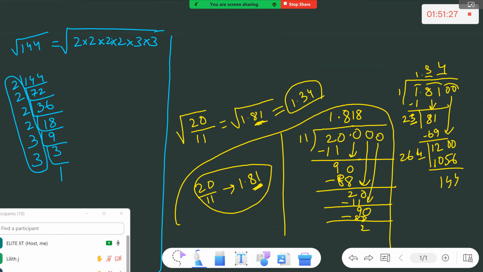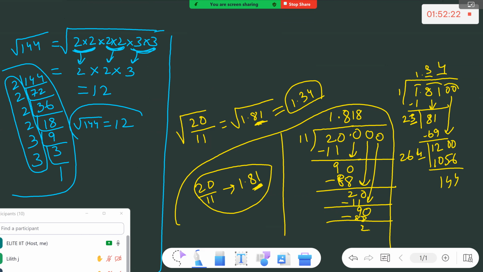Understood up to this? Now see, all these numbers are inside a square root, isn't it? So you have to take each pair as 1, only once you have to write them. If you have square root, see, 2 is there 2 times, you will write it only once, 2. Into, again this 2 times 2, you will write it only once, 2. And this 2 times 3, I will write only once, 3. So what is this? 2 into 2 into 3? 12. So that is the square root of 144. Okay? Understood how to do it by factorization method?